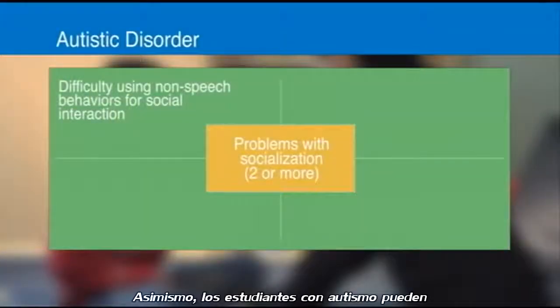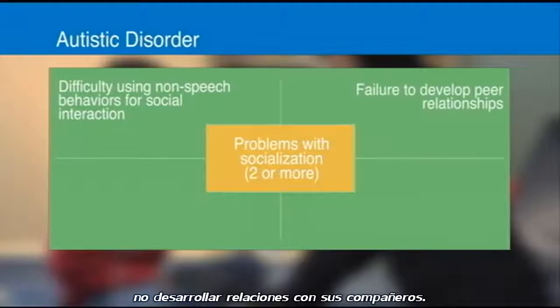Also, students with autism may fail to develop peer relationships. Basically, they may not make friends with students their own age.